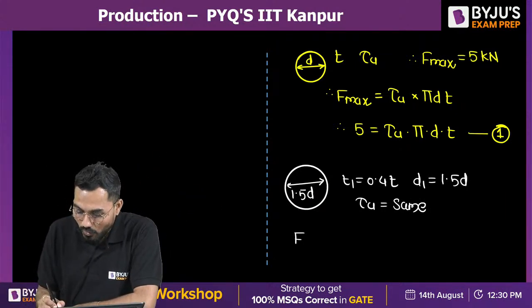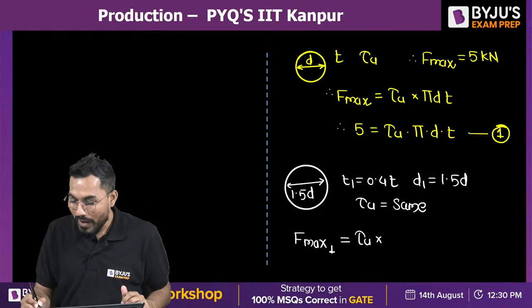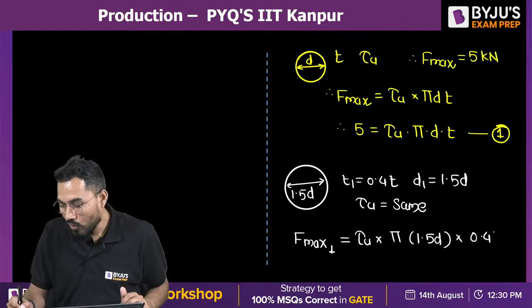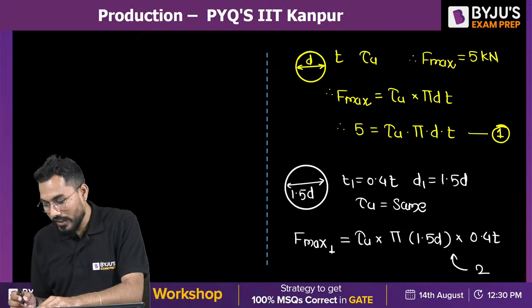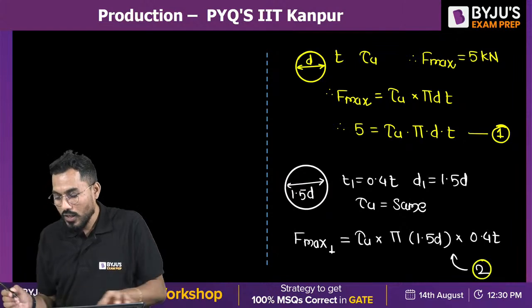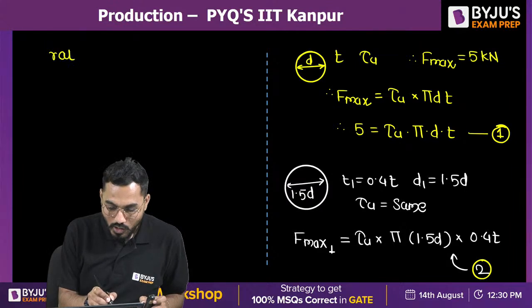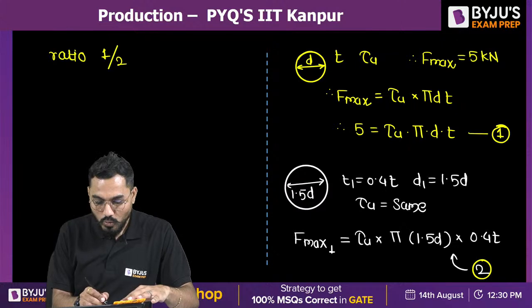So I'll say that the maximum force required for the first case is exactly equal to ultimate shear stress tau u into pi d t. So what is the new diameter? I'll write 1.5 times d, and what is the new sheet thickness? 0.4 times t, and this will be considered as my equation number 2. Now you take a ratio of equation 1 and 2, equation 1 by 2.